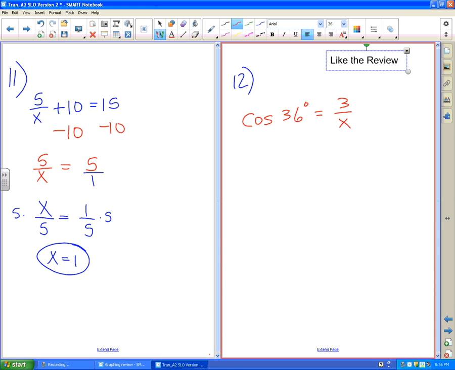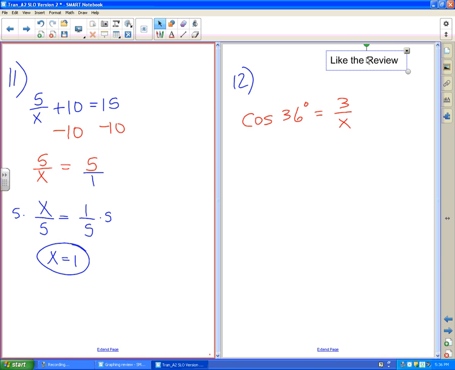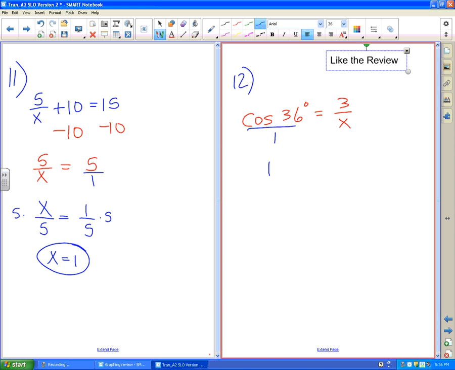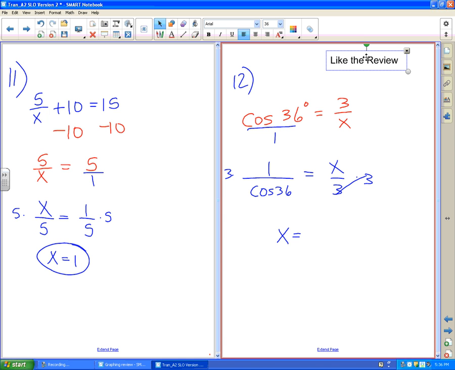Again, when x is on the bottom, we're going to have to flip it. So I make this a cosine over 1, and I flip 1 over cosine of 36 equals x over 3. And then now I can times by 3, and that'll give me what x is. So 3 times 1 divided by the cosine of 36. And it tells me it's 3.708. Okay.